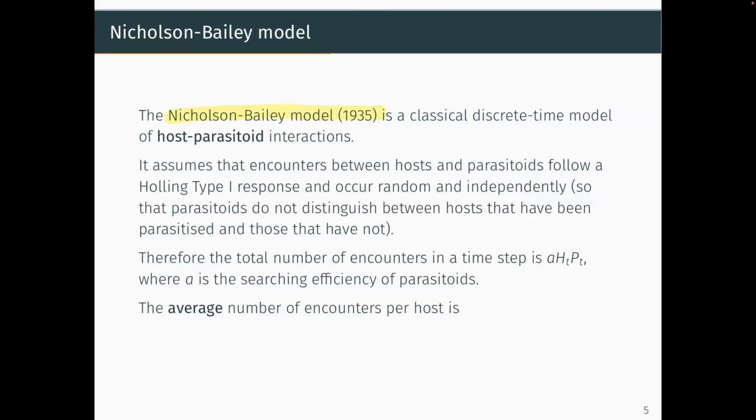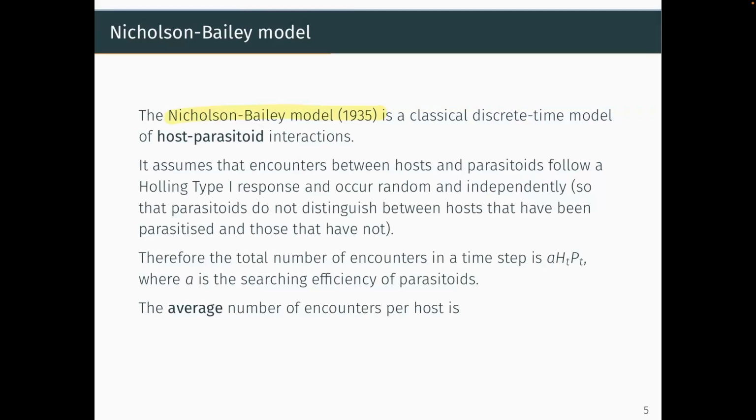Okay, so what are the key assumptions of this model? Well, it assumes that the encounters between hosts and parasitoids follow a linear or Holling type 1 response. So it's based just on the density of those hosts and parasitoids, as well as some searching efficiency, which we'll talk about in a moment. We're assuming that they occur randomly and independently. These populations are well mixed; there's no clustering or anything going on. It also means that parasitoids are unable to distinguish between hosts that have already been parasitized and those that have not.